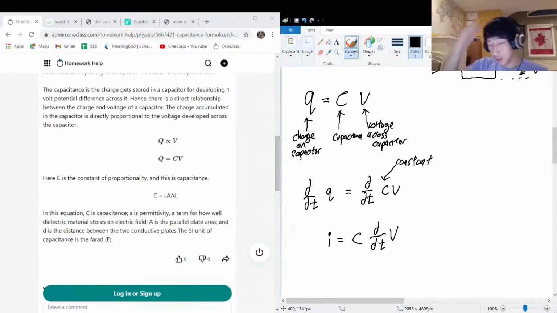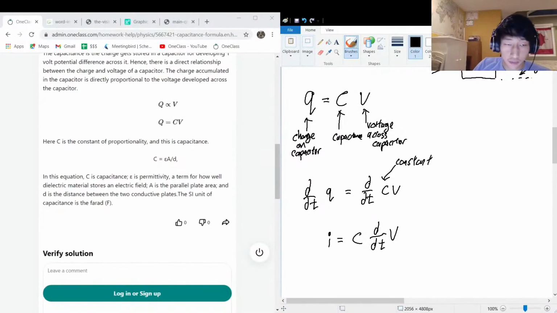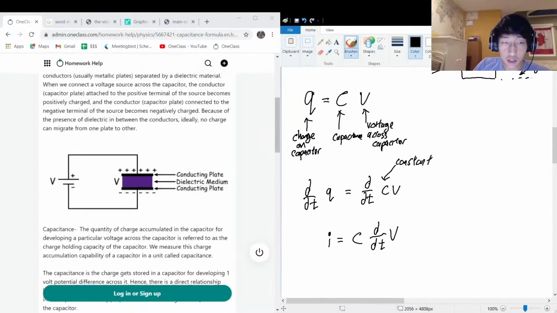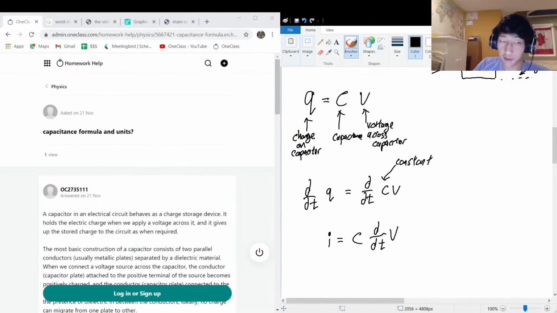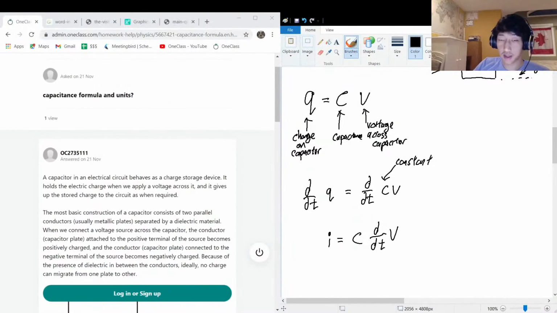Okay, so hopefully this helps address the question. The unit's farads, named after Faraday, and there are multiple different equations that involve a capacitor's capacitance. So yeah, fun stuff like this.